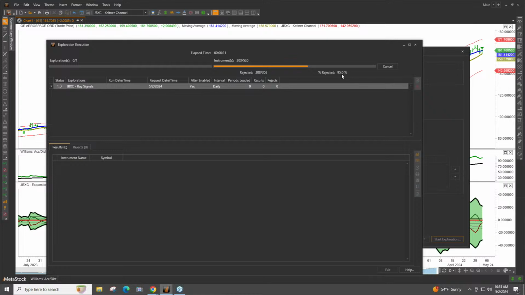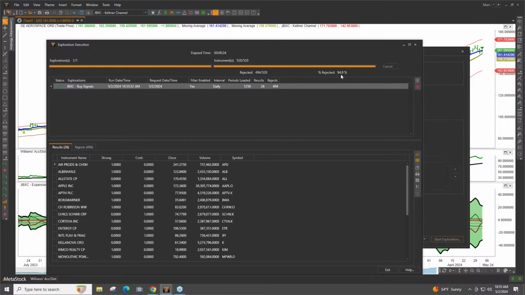What I'm doing is saying, okay, just provide me a list of candidates that have either a buy, a strong buy, or a continuation. Give me those in a list, and let me see what those look like. I'm going to go ahead and let it finish. And as you can see, it goes pretty quickly.